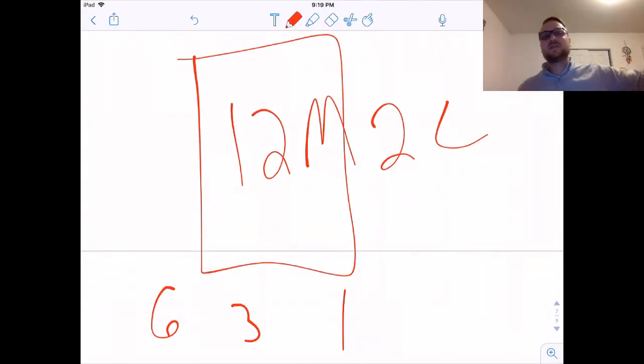Take the 12, dump out a quarter of it, dilute it, whatever I need to do.